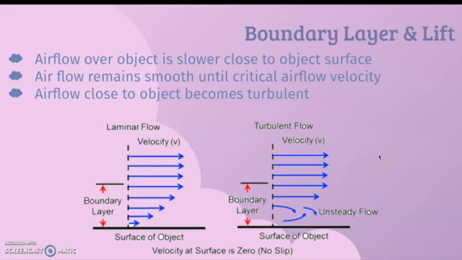So airflow over an object is slower the closer it is to the object's surface. The airflow remains smooth until critical airflow velocity. The airflow close to the object becomes turbulent at that point. You can see that down here in the diagrams. So here we have our laminar flow, so across our boundary layer, it's smooth. Once we get to a specific velocity, we then begin to get turbulent air at the boundary layer.